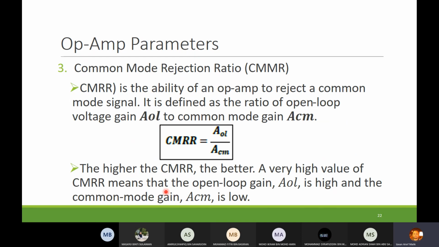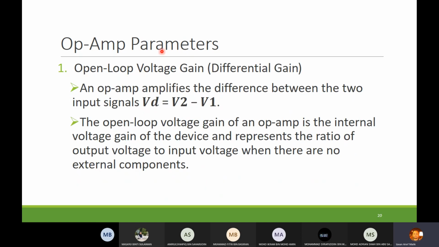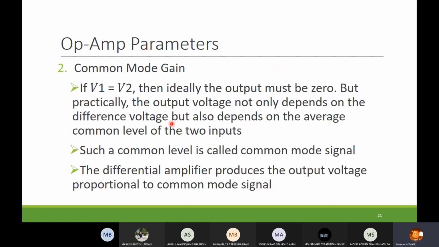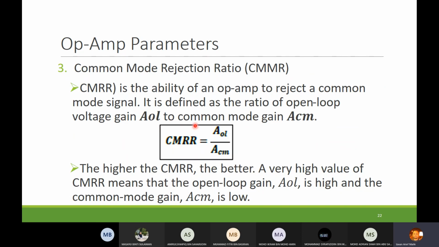So the CMRR, common mode rejection ratio ni. The CMRR is the ability of an op-amp to reject a common mode signal. So benda yang berlaku dekat sini ni, bila V2 dengan V1 dia adalah sama, V-in dia adalah sama. So if the op-amp dapat reject the common mode signal ni, that is known as the common mode rejection ratio. So it is defined as the ratio of open loop voltage gain AOL to common mode gain ACM. So CMRR equivalent to AOL over ACM.